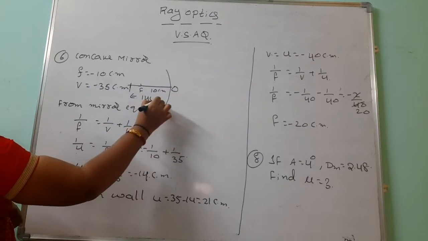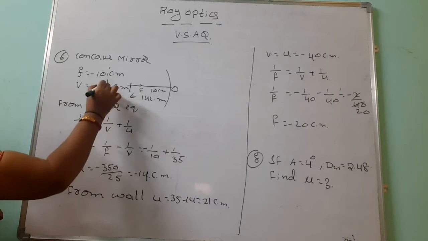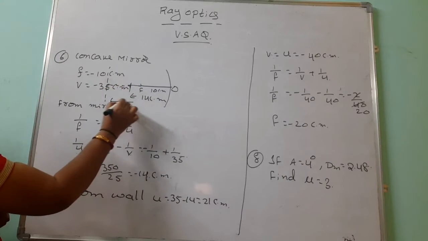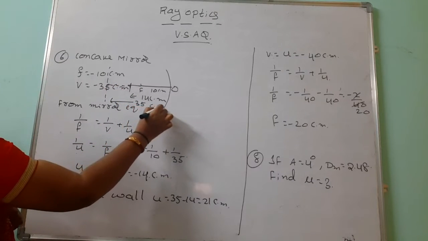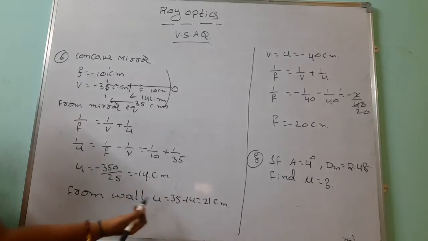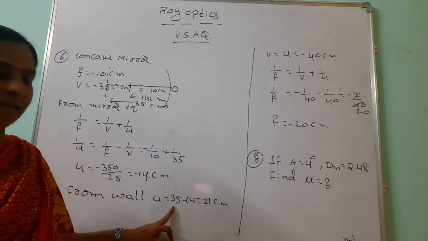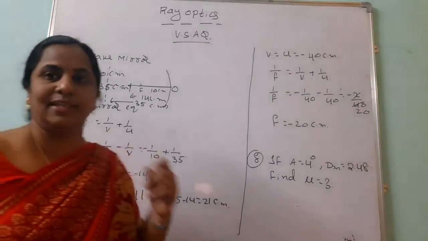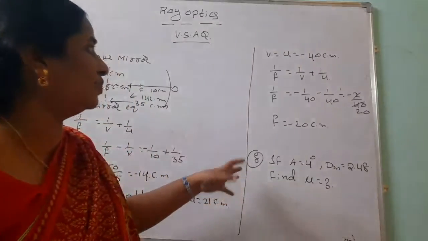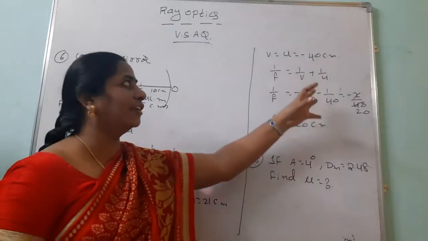But the question is, from the wall, how much distance is there? Already we know that the total distance is 35 centimeters, so from the wall the object distance is 35 minus 14, which is 21 centimeters.